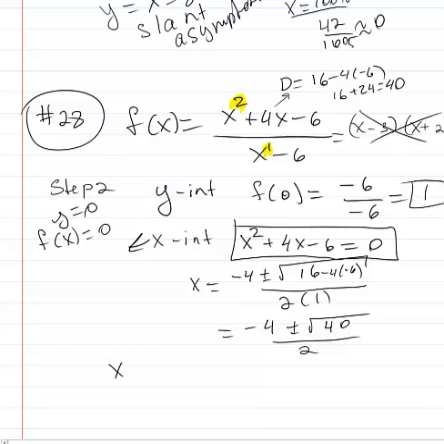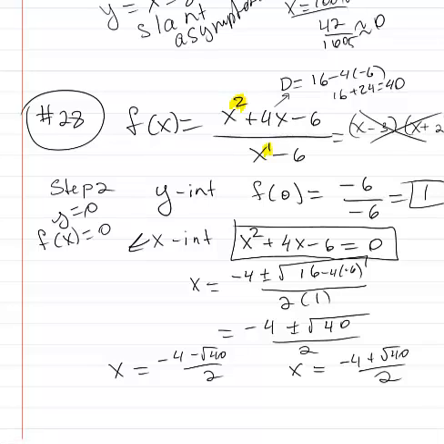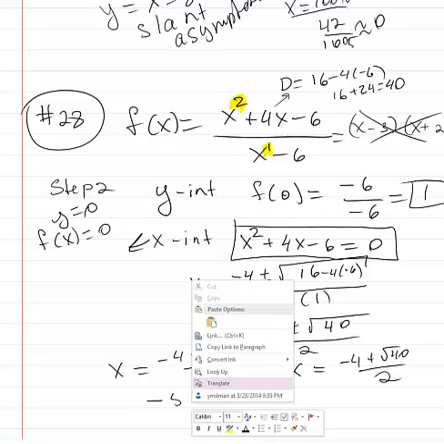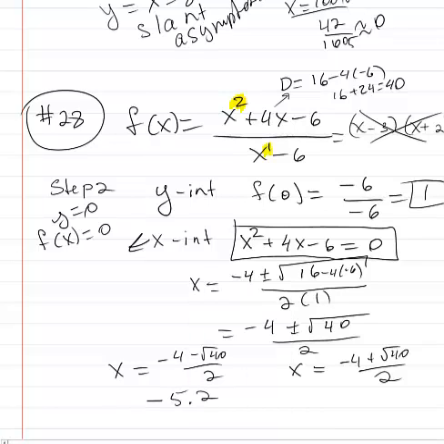Then I'm going to grab my calculator and find my 2 roots. So it's minus 4 minus the square root of 40, divided by 2, and minus 4 plus the square root of 40, divided by 2. Minus 4 minus the square root of 40, divided by 2 is about negative 5.2. And negative 4 plus the square root of 40, divided by 2 gives me about 1.2. Okay? These are approximations, because I need to plot this, remember?